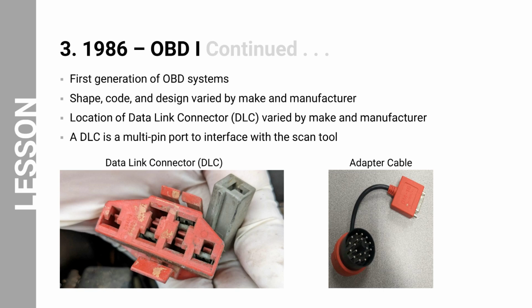The year 1986 marked the introduction of the first generation of onboard diagnostics, OBD, systems, commonly known as OBD1. During this era, OBD systems were still in their early stages, and their shape, code, and design varied significantly depending on the vehicle make and manufacturer. These early OBD1 systems were simple and used analog sensors to monitor vehicle emissions. The Data Link Connector, DLC, is a multi-pin port that interfaces with the scan tool. The DLC location varied by make and manufacturer.